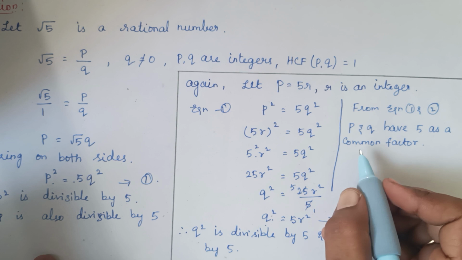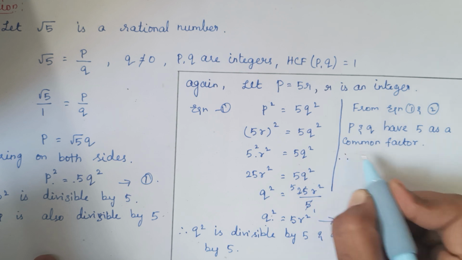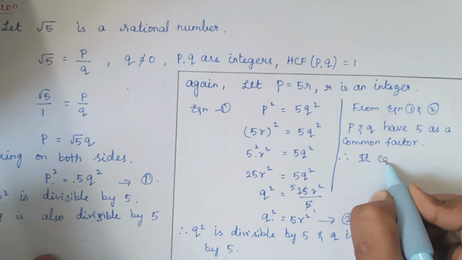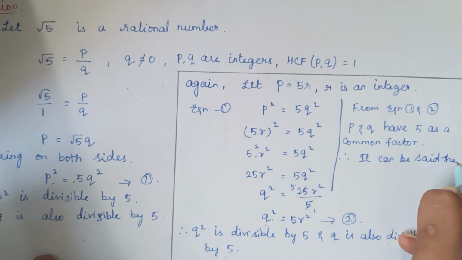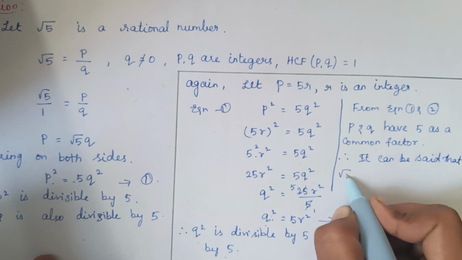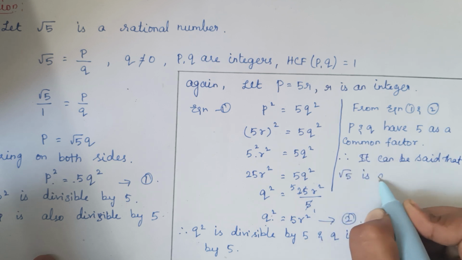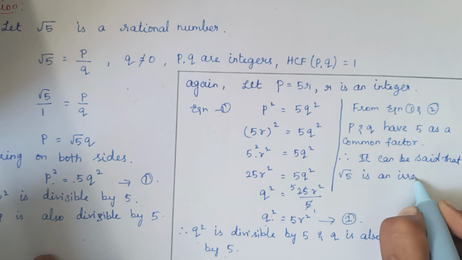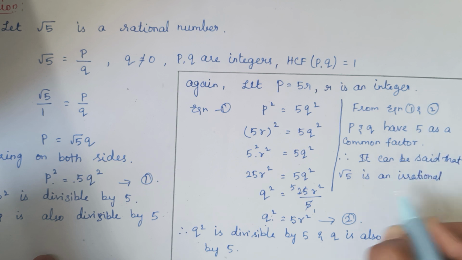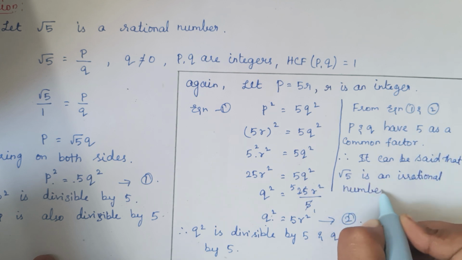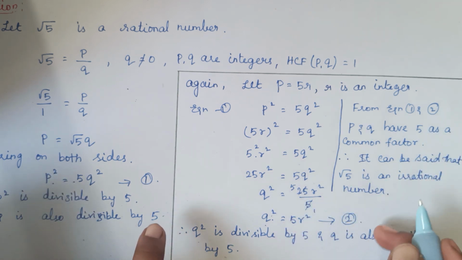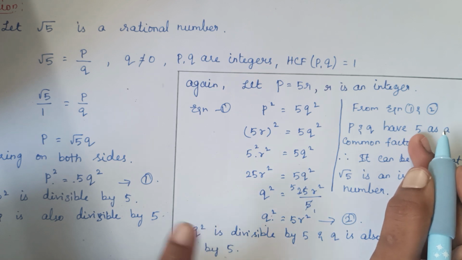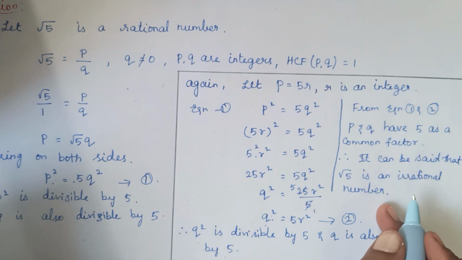So therefore it can be said that root 5 is an irrational number, because HCF of P square and Q square is 5, not 1. Okay, so we are considering this as an irrational number.